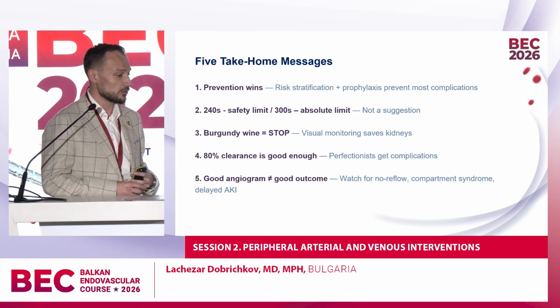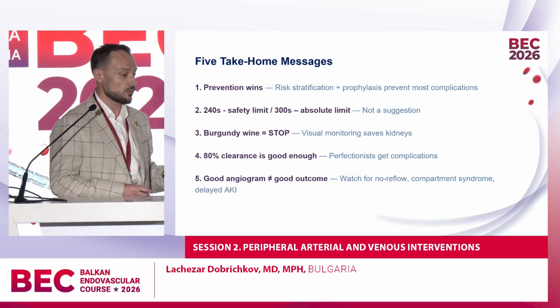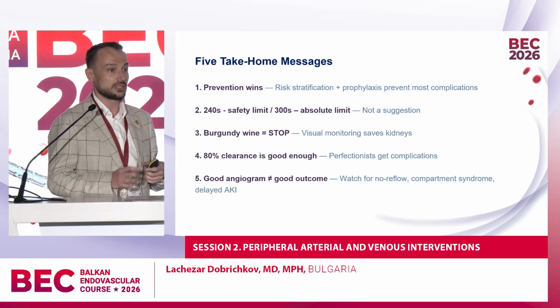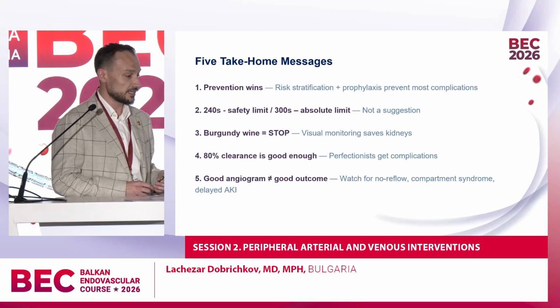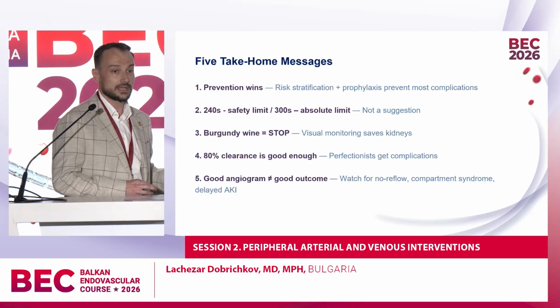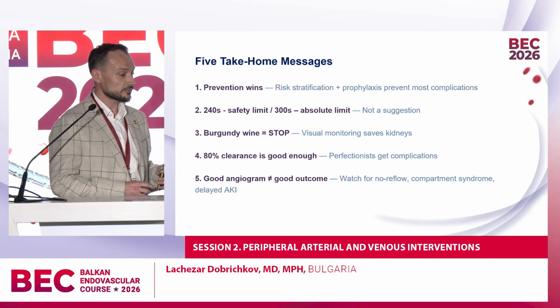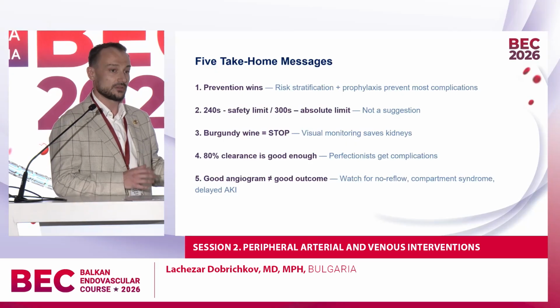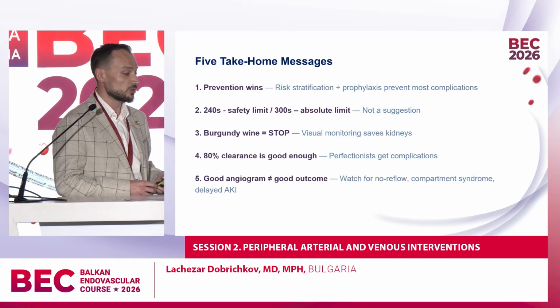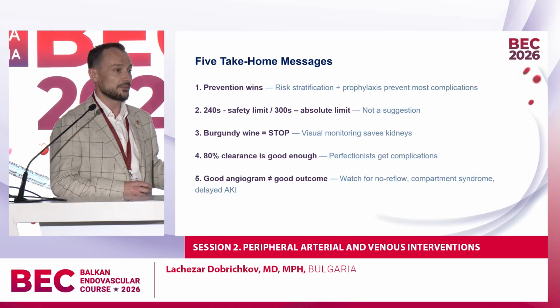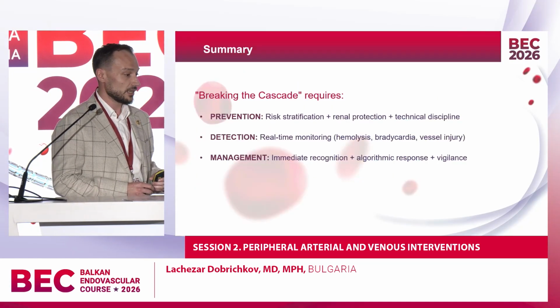So, instead of a conclusion, I would like to say that prevention is always key, so we should do risk stratification and prophylaxis. We should never exceed the thrombectomy time. We should check the urine for hemolysis. Sometimes perfectionists get complications, so 80 to 90% thrombus clearance is sometimes quite enough for good long-term results. And a good angiography of the treated area sometimes isn't equal to a good final outcome. So we should check for no-reflow. We should check the tissues of the foot and the color.